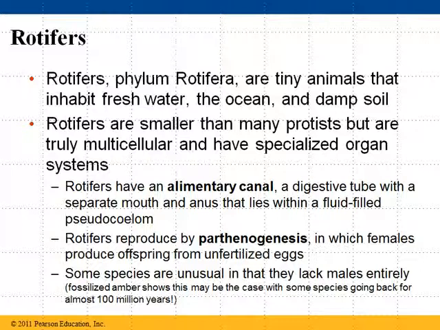So most of these rotifers, as a matter of fact, the majority of these rotifers, are only female, and it's rare to even find a male. Some of these species are unusual in that they lack males entirely, and as a matter of fact, we have fossilized evidence, fossilized amber, which would be fossilized tree sap, that contains some of these rotifers that show that some of these species of rotifers, going back for almost 100 million years, we can find no male version of these rotifers, which is very unique, very odd.